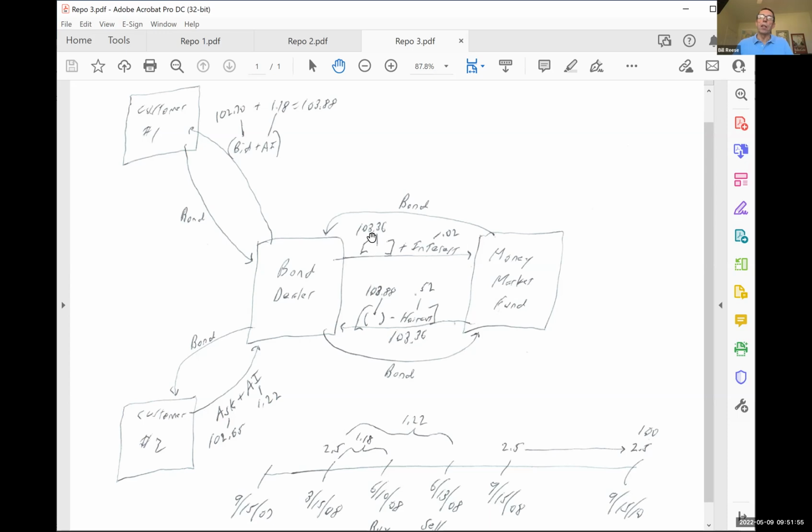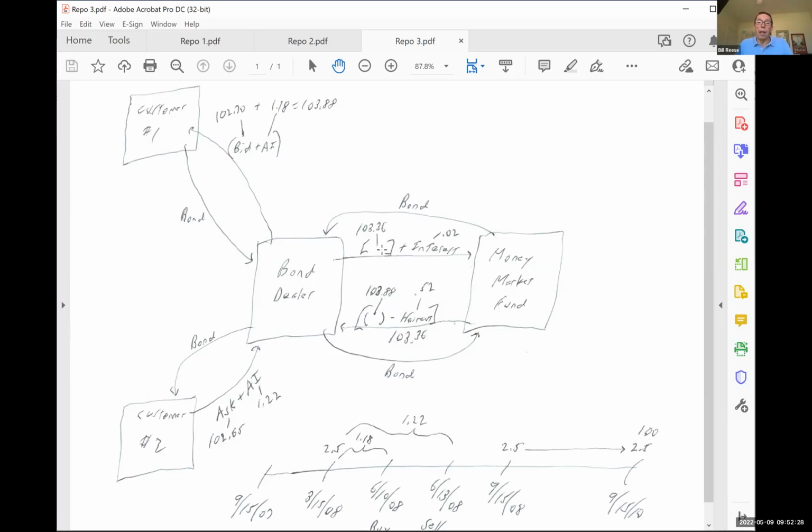How much money did the bond dealer borrow? 103.36. That was right there. That's how much money the bond dealer borrowed from the money market fund. So the bond dealer has to send over the amount that he borrowed plus interest. Now, the amount of interest that is paid is going to be the repo rate, okay? In this case, the 3-day repo rate. And remember, that is always quoted as an annual rate, but because repurchase agreements are a money market instrument, that's going to be divided by 360.